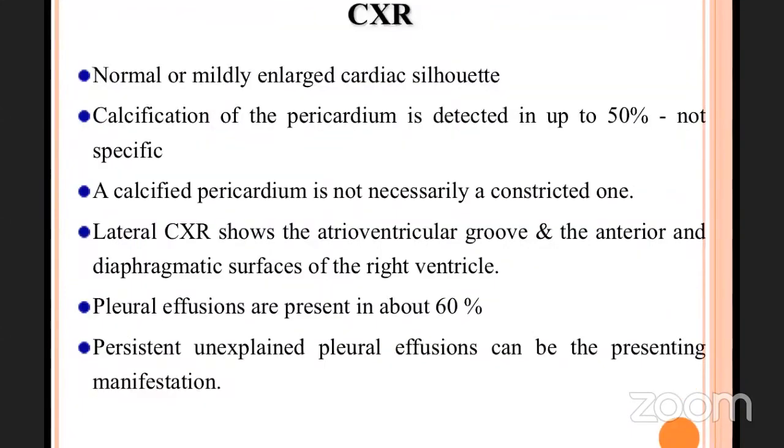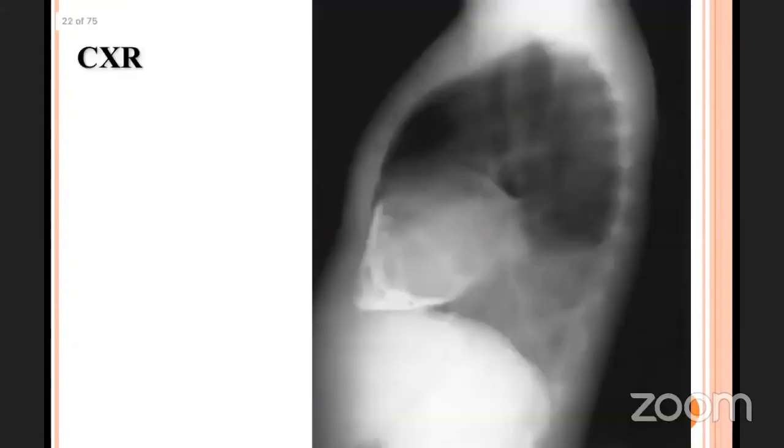Does chest X-ray contribute to the differentiation between constriction and restriction? The answer is probably yes, provided the pericardium is calcified. And that calcification is present anywhere between 30 to 50% of the patients, depending upon the duration of constrictive pericarditis before the diagnosis is made. This is one of the X-rays which shows the calcification.